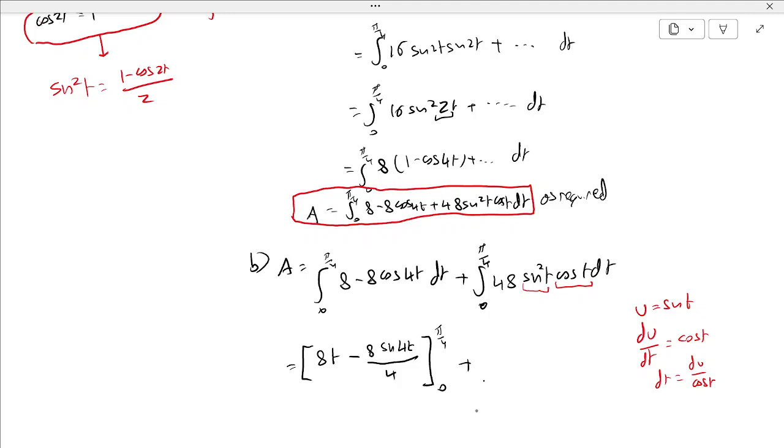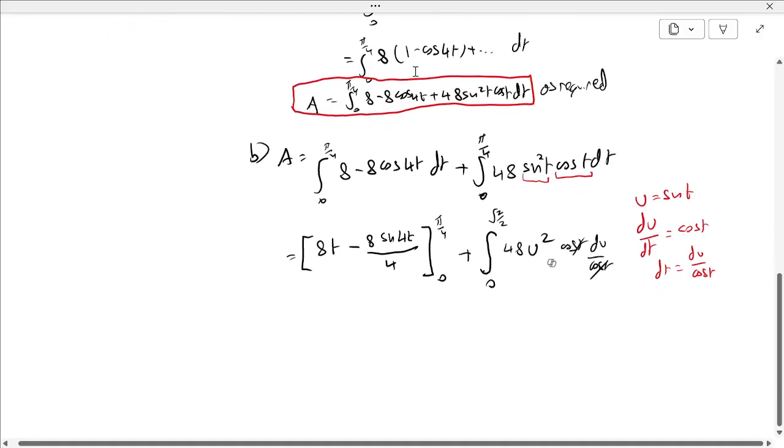So this becomes the integral. I will have to change my bounds. So u is sine t. So sine of 0 is 0, and sine of pi by 4 is root 2 over 2. I have 48, sine is u, so that's u squared, cos t, dt is du over cos t. They cancel off. Should just be able to do this now.